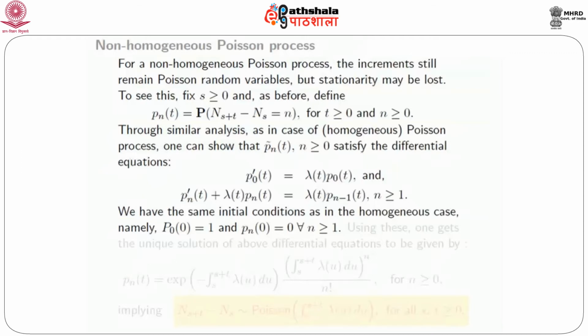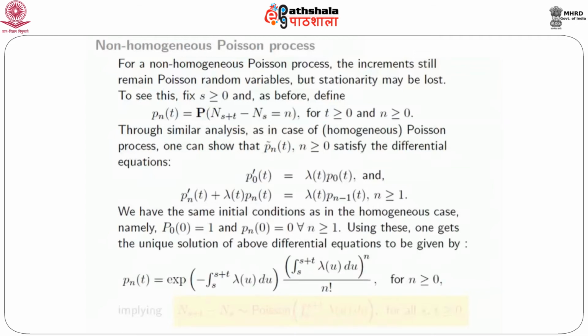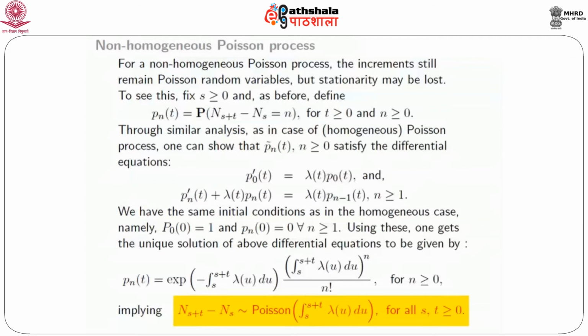Now, through similar analysis as was done in the case of the homogeneous Poisson process, one can show that these P_n(t), n greater than or equal to 0, satisfy the following differential equations. Namely, P_0'(t) is minus lambda(t) into P_0(t). So the difference this time with the homogeneous case is that there we had a fixed lambda, but now we have lambda(t). And the other thing is that for any n greater than or equal to 1, the differential equation satisfied by P_n is P_n'(t) plus lambda(t) P_n(t) equals lambda(t) into P_{n-1}(t) for n greater than or equal to 1.